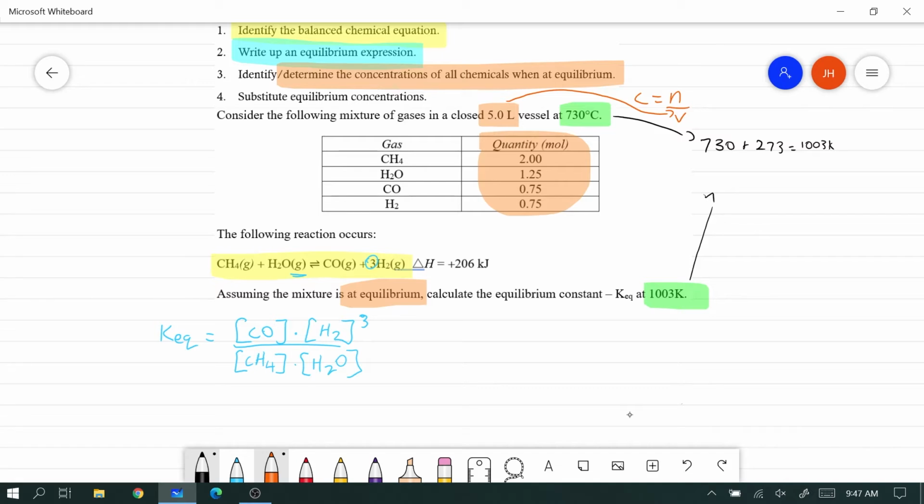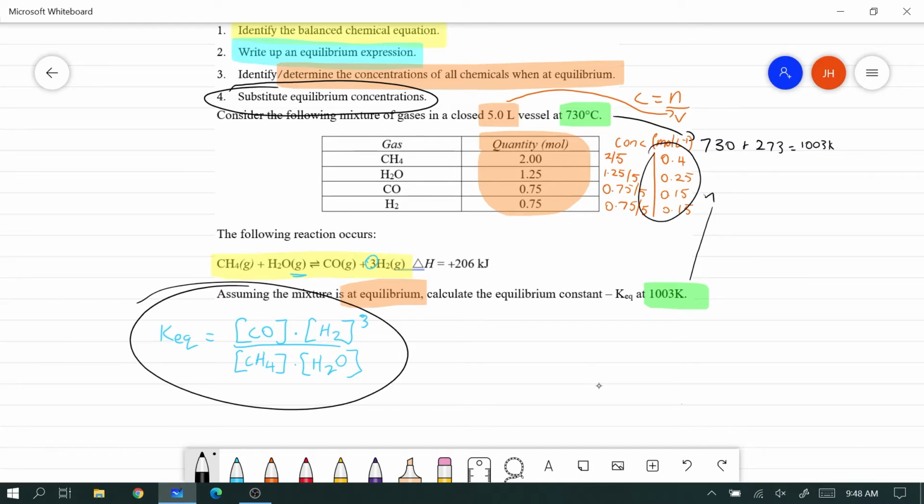So what we need to do next is maybe just come up with a little column on the side and calculate all of those concentrations. So I'm just taking the number of moles and dividing it by 5 litres. I'm just going to put those in my calculator, make sure that I get them correct and write them next to those values. So the last thing that we need to do is substitute the equilibrium concentrations.